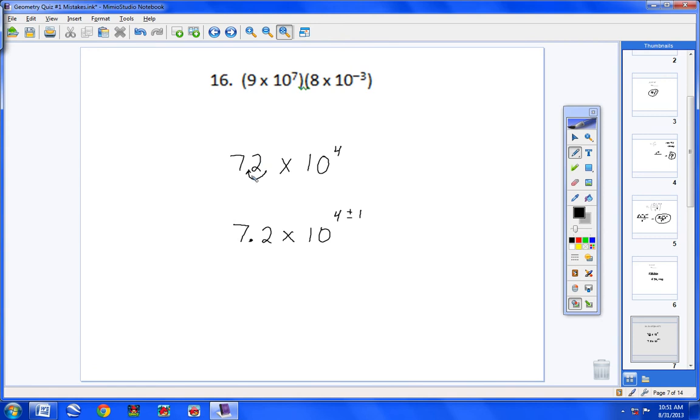You had 72. That's not 0.72. 0.72 would be a small number, less than 1. You've got 72. That's a big number. So we're moving that decimal, and that's a positive movement whenever you're dealing with a big number. So we are going to add 1, not subtract 1. And so my final exponent here would be a 5. And that is your final answer.